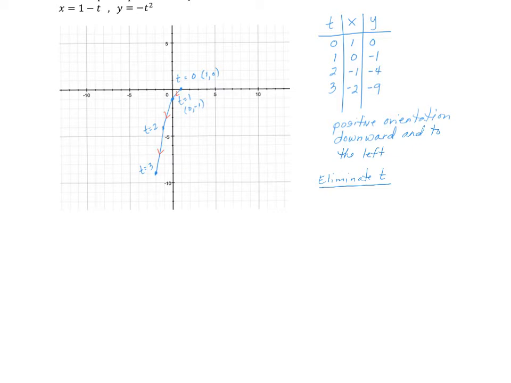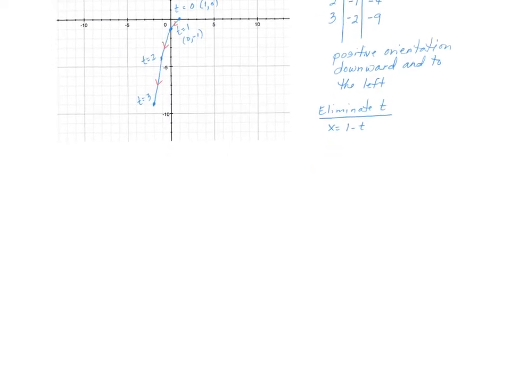So when I look at my equation, I notice that x is equal to 1 minus t. So that seems an easy equation to solve for t. The y value has a t squared, so I know that if I solve for t, I'm going to get a plus minus when I square root both sides. So here I'll have t is equal to 1 minus x.